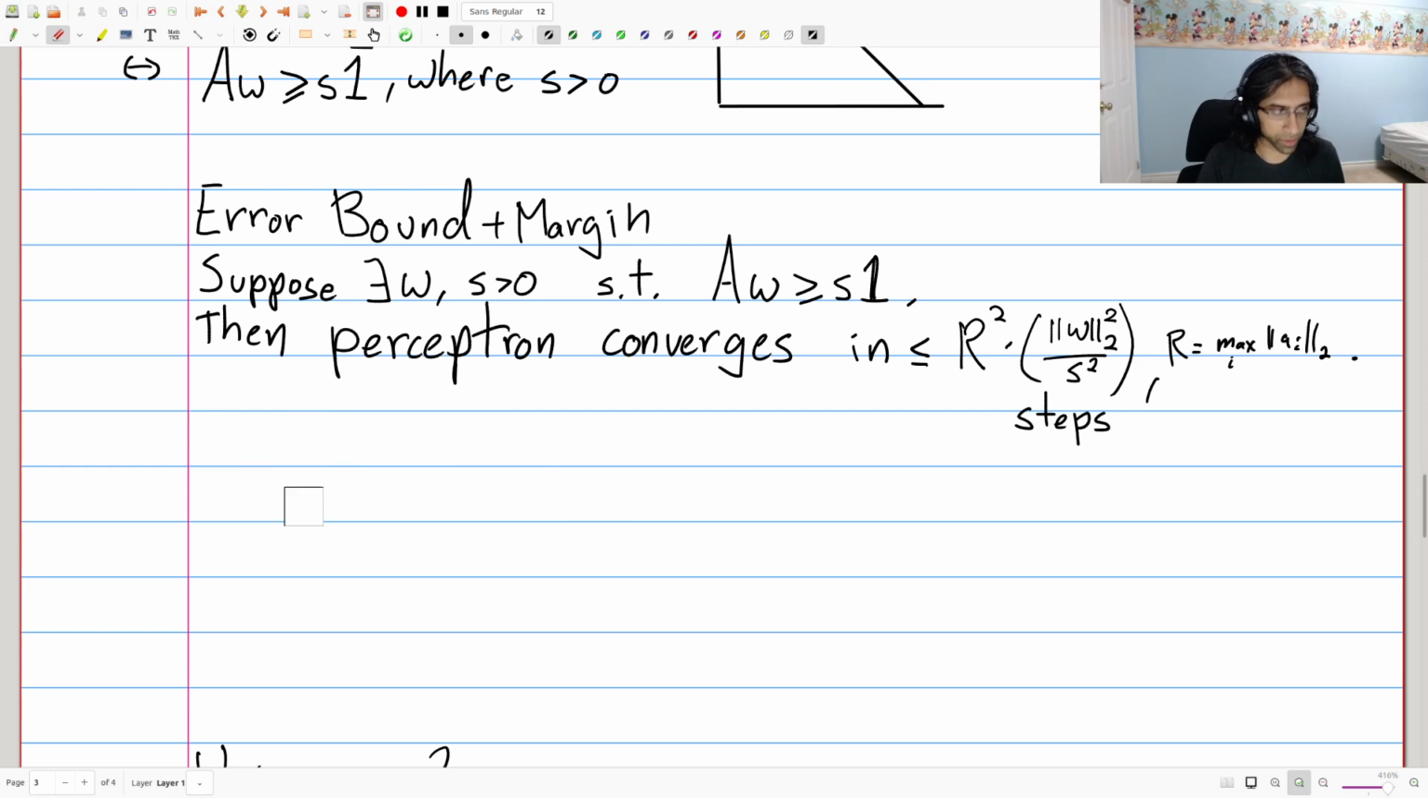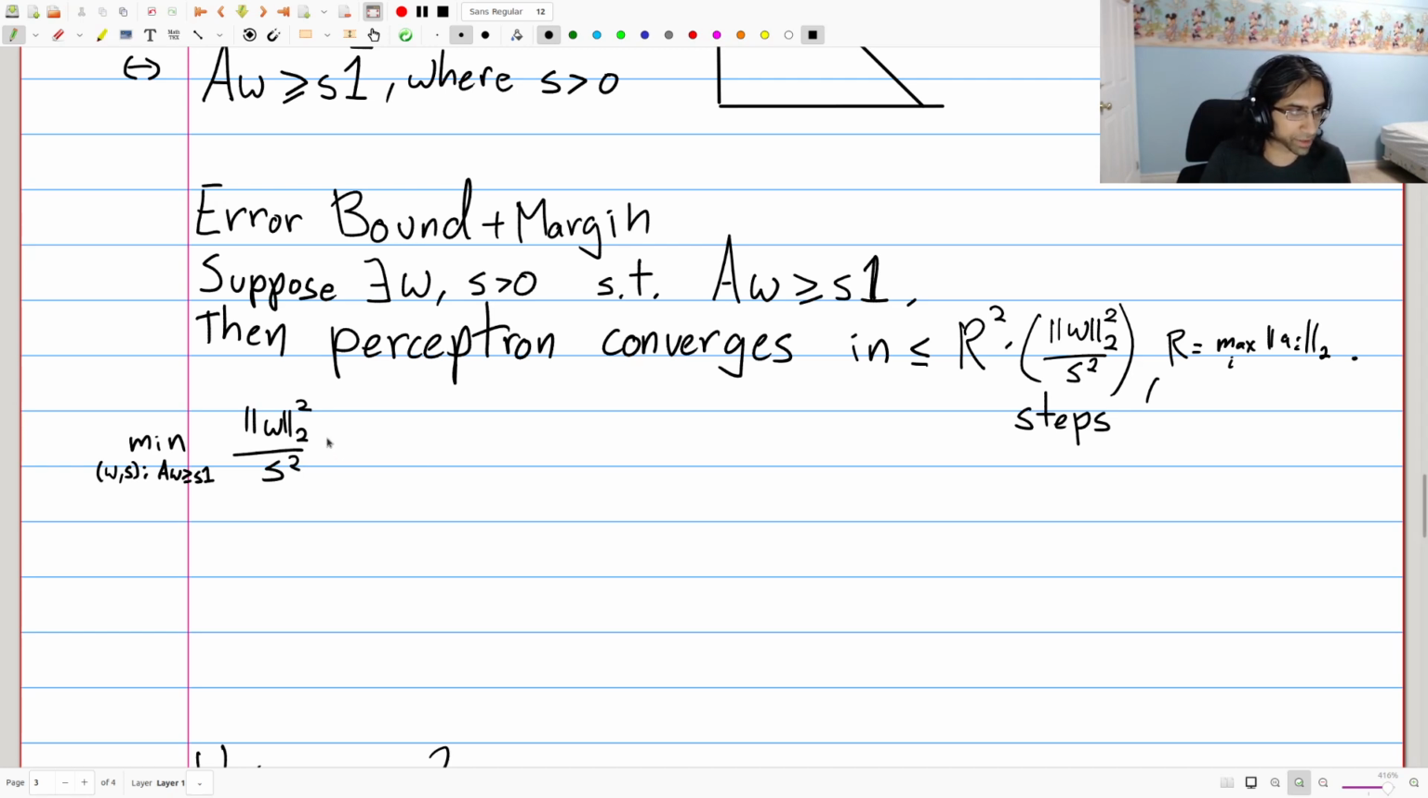Cool. So what's really going on here is, let's look at that term. Essentially, we're trying to minimize this term here, which determines how many steps we take, and we want to minimize it over everything which satisfies that. So minimize over all W and S such that AW is greater than or equal to S times the 1 vector. Good, so that's what we're trying to do, and we want to pick the ones which minimize this.